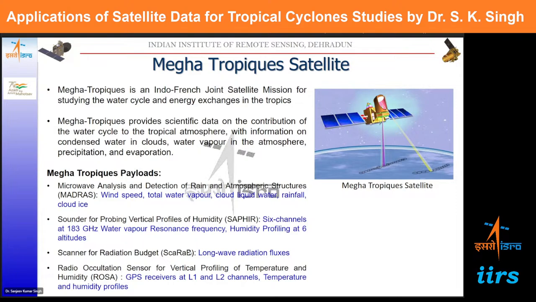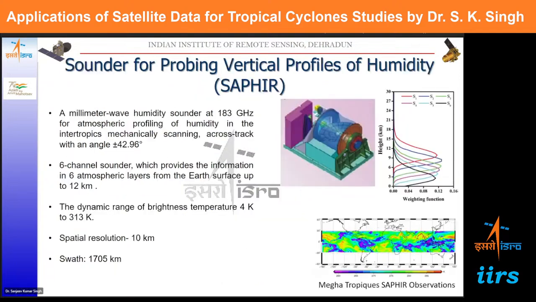From this, we are going to discuss the importance of the Saphir data. Saphir has 6 channels at 183 gigahertz that provide the atmospheric profile of humidity and temperature. This is the weighting function of the Saphir. You can see you can get the profile up to 10 to 12 kilometers in the atmosphere. The dynamic range of brightness temperature is 4 Kelvin to 313 Kelvin.